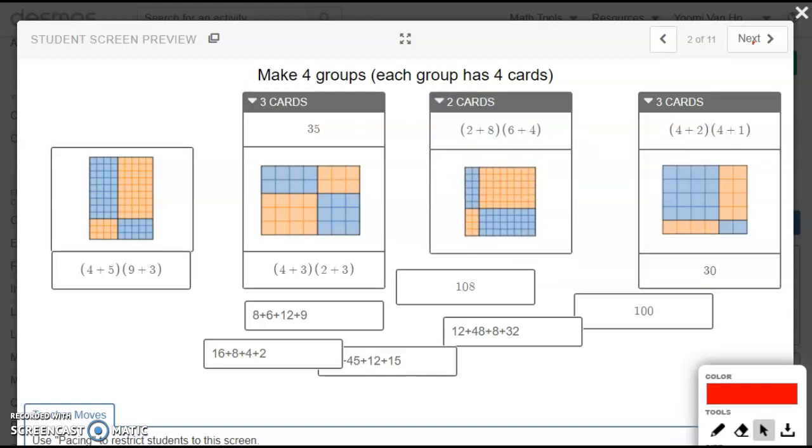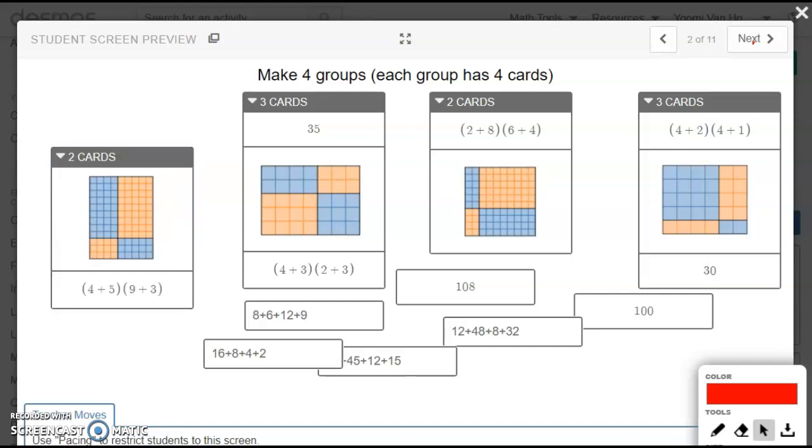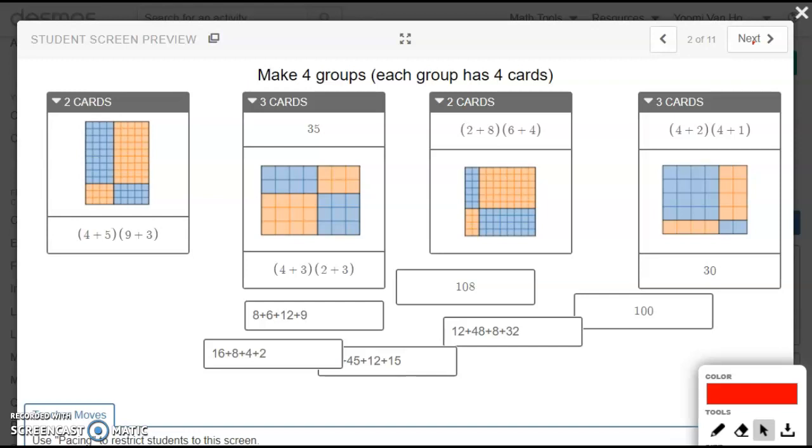Alright, so that's what we have. Now we just need to match up the rest. 4 plus 5 is 9. 9 plus 3 is 12. 9 times 12 is 108.